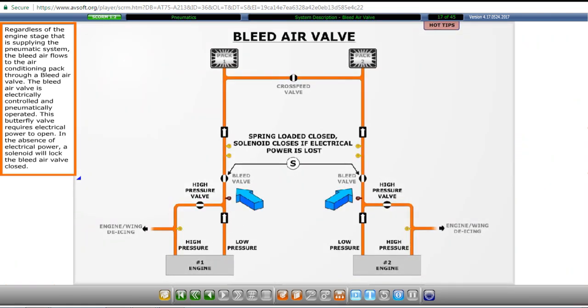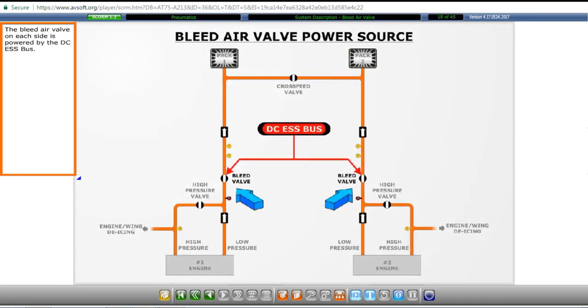Regardless of the engine stage that is supplying the pneumatic system, the bleed air flows to the air conditioning pack through a bleed air valve. The bleed air valve is electrically controlled and pneumatically operated. This butterfly valve requires electrical power to open. In the absence of electrical power, a solenoid will lock the bleed air valve closed. The bleed air valve on each side is powered by the DC essential bus.